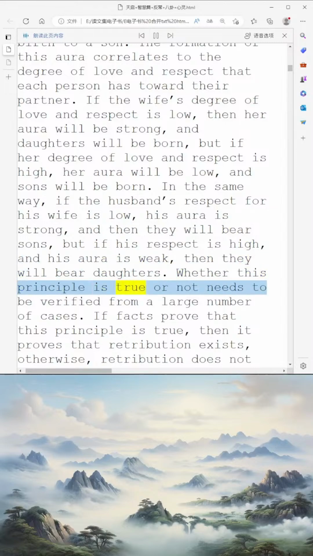Whether this principle is true or not needs to be verified from a large number of cases. If facts prove that this principle is true, then it proves that retribution exists. Otherwise, retribution does not exist.